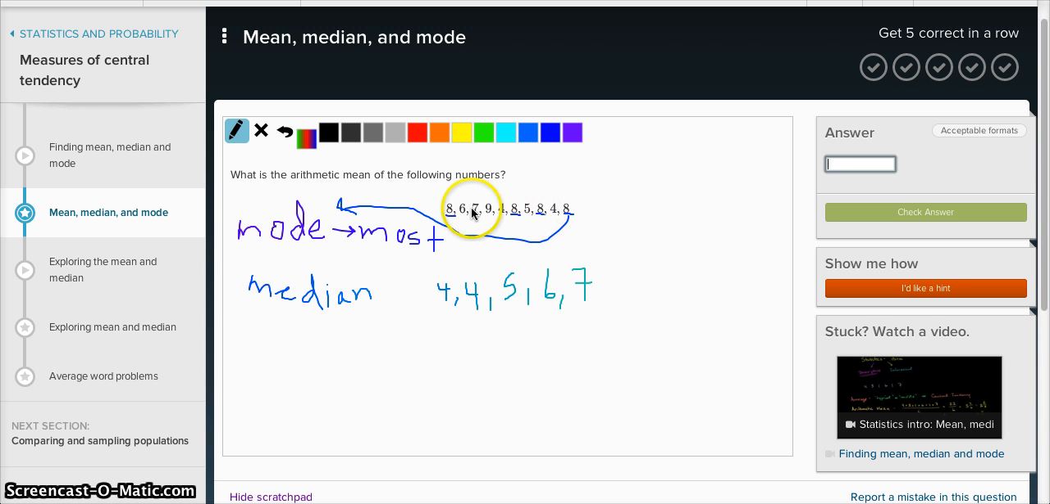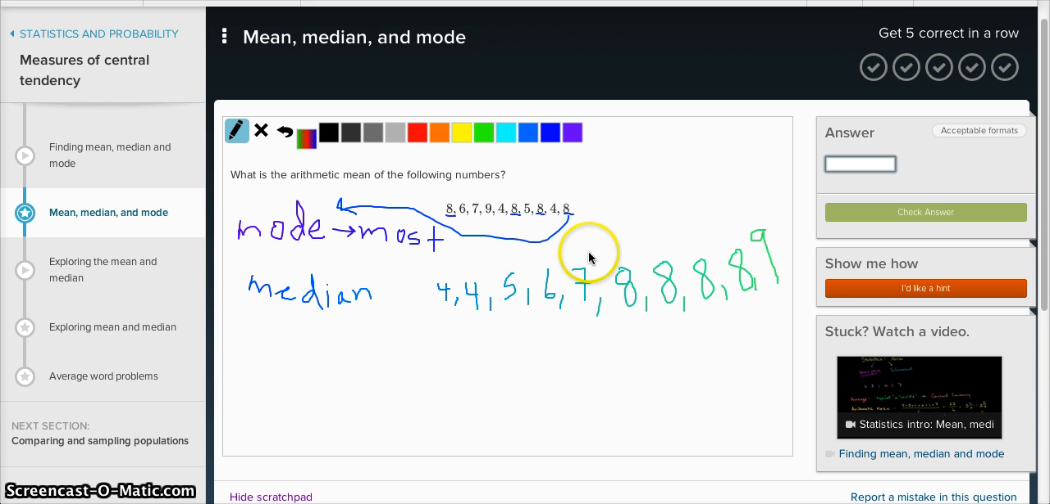So I got 4 5 6 7, 4 8s. Oh man, 8s are hard to draw with a mouse. 8 8 8 8. They're getting bigger and bigger as I go. Okay, and then the biggest is the 9. So now I've put all these numbers in order. The easiest way to find the middle one, well, there's a few ways. You can count them. 1, 2, 3, 4, 5, 6, 7, 8, 9, 10.